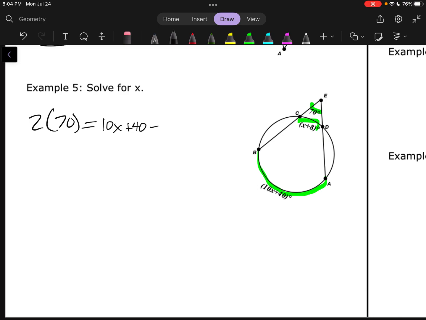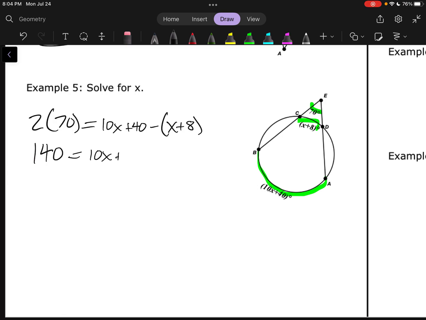minus, and this is an expression with that x plus 8, so I'm going to actually put it inside parentheses, because sometimes when your small arc, your little arc that you have to subtract, has more than one term in it, you really want to make sure that you're subtracting the whole thing, and not just the first term. So put it in parentheses, because that can cause some problems sometimes. So 2 times 70 is 140.